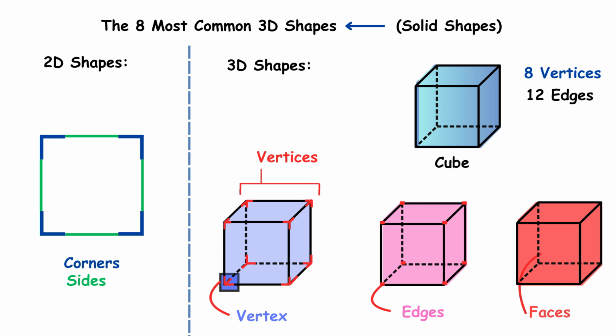For example, if we take a closer look at a cube, we can identify that it has a total of 8 vertices, with 4 located on the top and another 4 on the bottom. This cube also has 12 edges. These include 4 along the top, 4 around the middle connecting the top and bottom, and 4 more along the base. In addition, the cube has 6 flat surfaces or faces, which we can clearly see on each side.